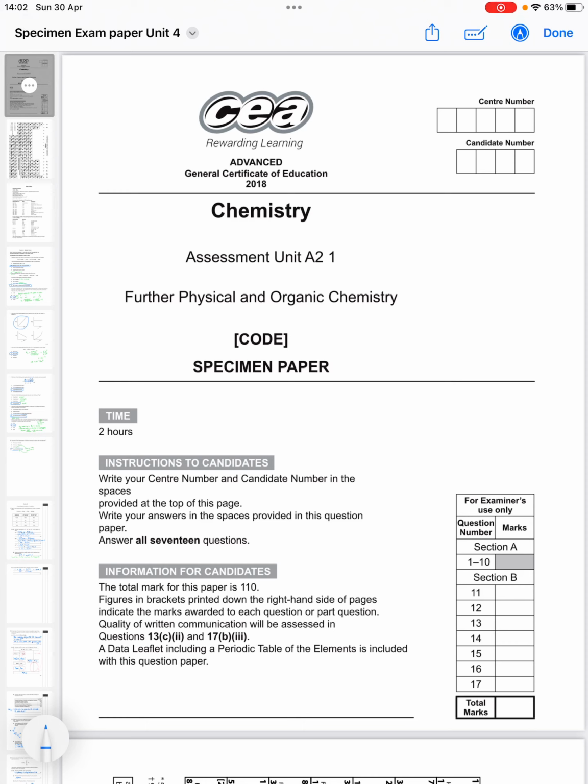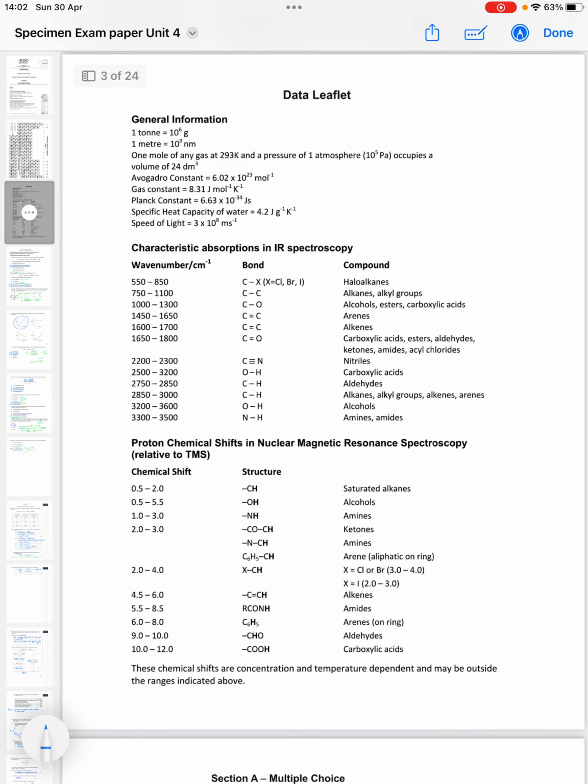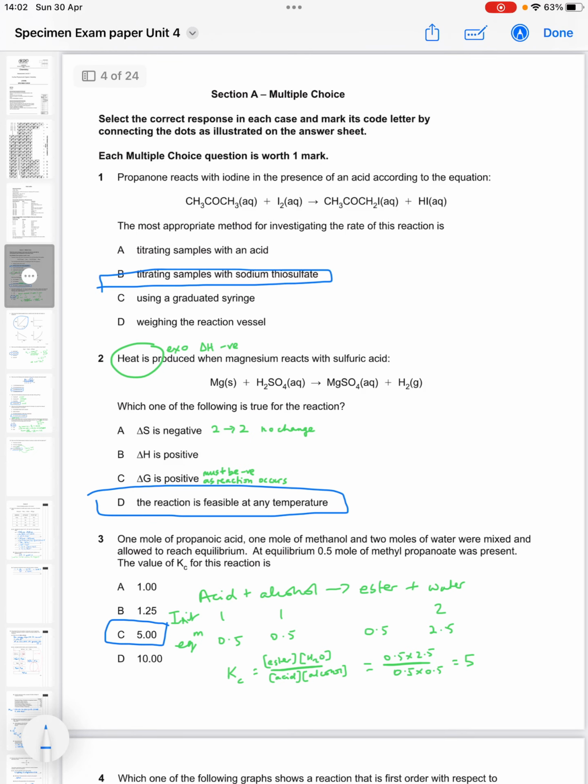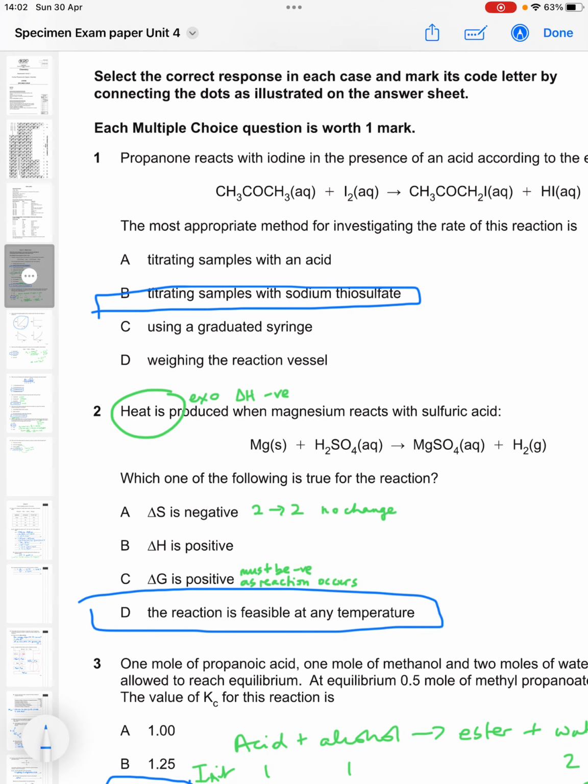This time I'm going to look at the specimen paper for A2 Chemistry Unit 1. You might know it as Unit 4. It's further physical and organic chemistry, and that's for the CCEA specification for A2. So starting straight in with the multiple choice.